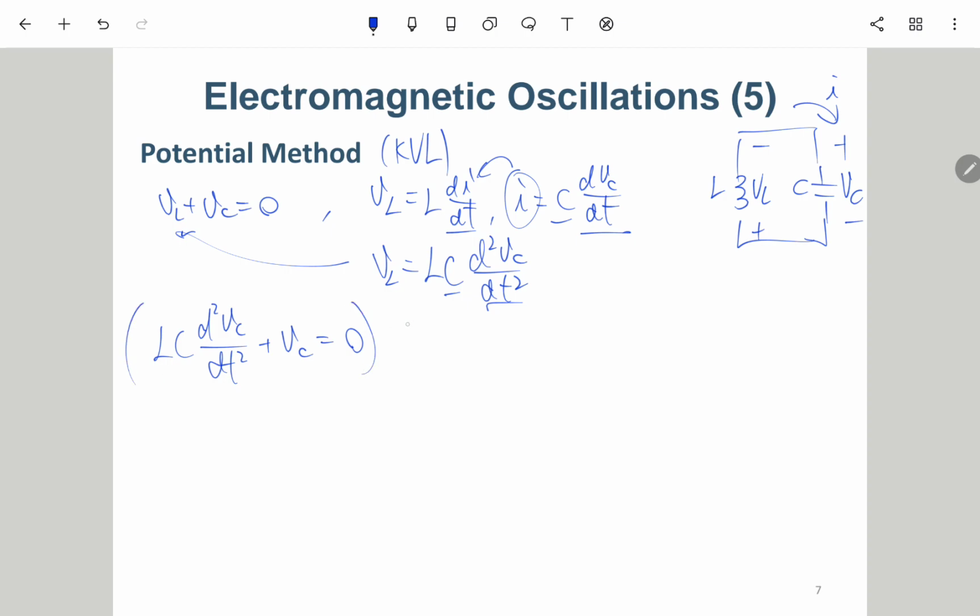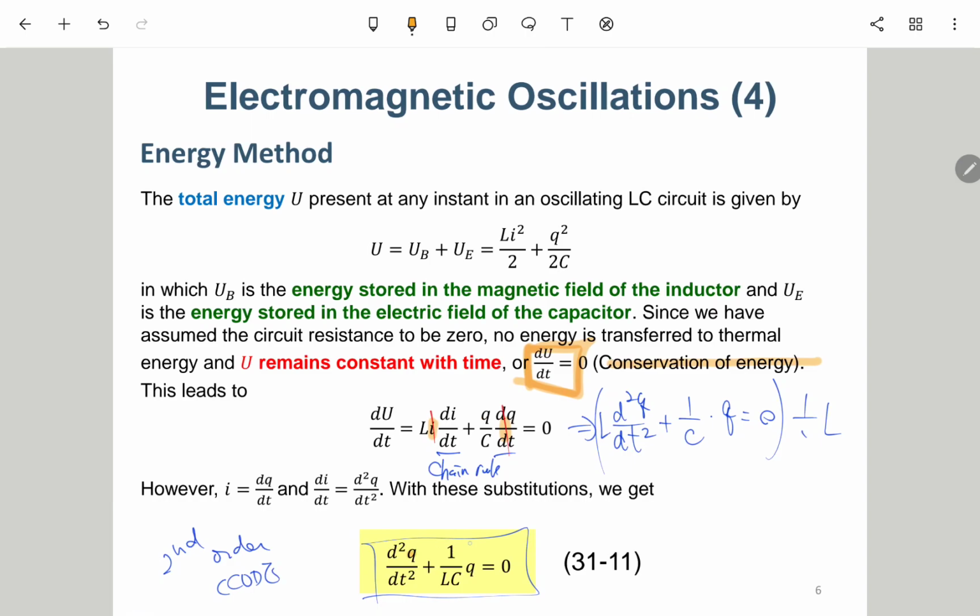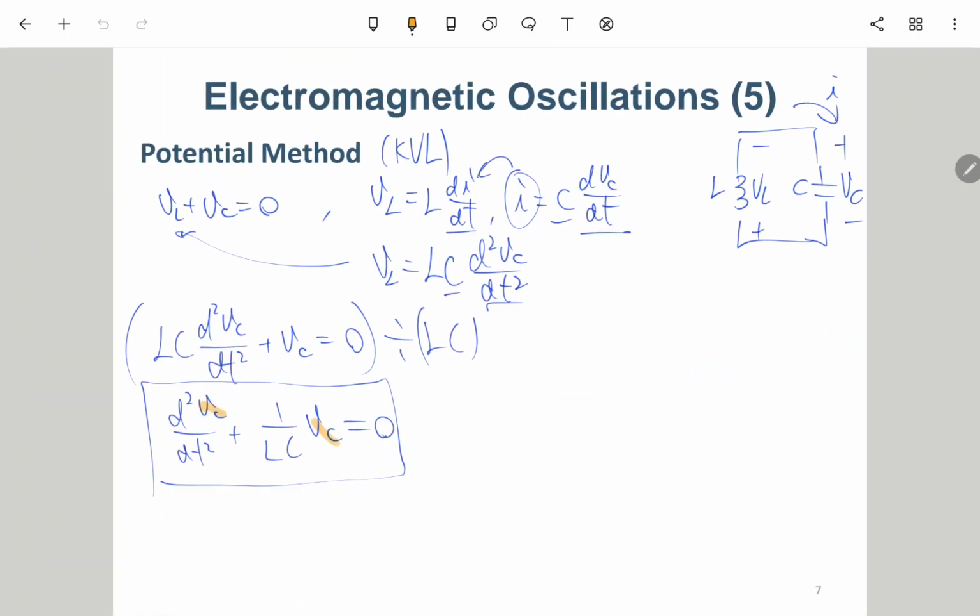Okay, and then we can just divide by LC on both sides. So we have d²VC/dt² plus 1 over LC times VC equals 0. This is also a second order constant coefficient ODE, but there are some differences. Here we have VC, but before we had Q, but the other parts are the same. So this is the interesting part for the linear system.